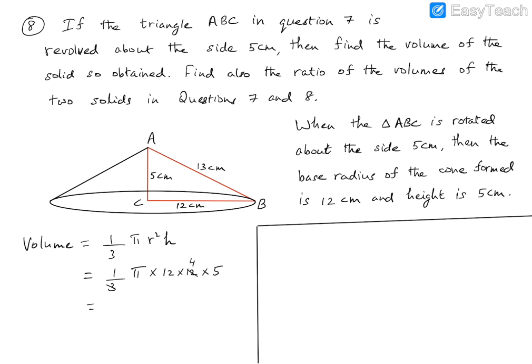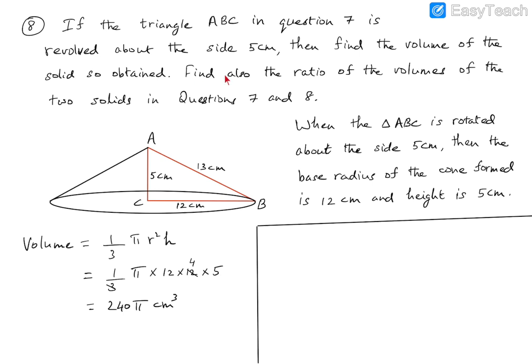So the answer for this is going to be 240 pi centimeter cube. That's 12 into 4 into 5 is 240, and we have the pi as it is, times pi centimeter cube. So we have now calculated the volume of the second cone as well, where the right angle triangle is rotated about the 5 centimeter side. That gives us a cone whose base radius is 12 centimeters and the height is 5 centimeters. From that information we have now calculated the volume of the cone so formed.